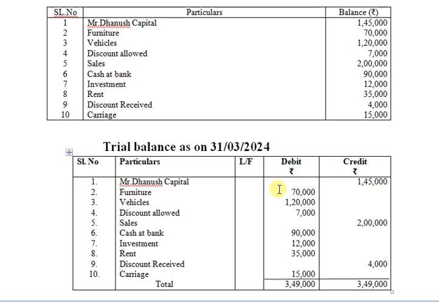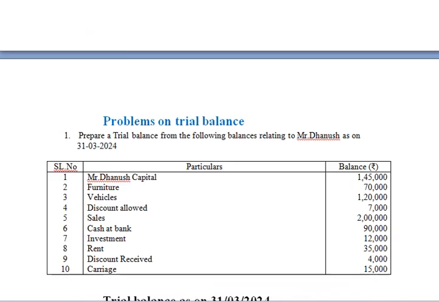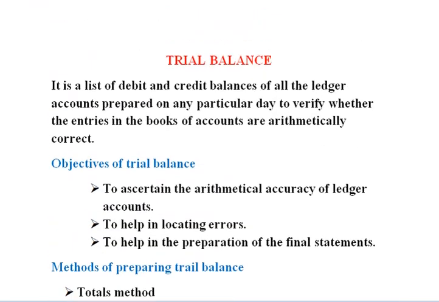When we add up all the totals of debit, we get 3,49,000. When we add up all the credit, we get 3,49,000. That means your trial balance is tallied. So we can clearly understand that a trial balance is a statement or a list of debit and credit balances.